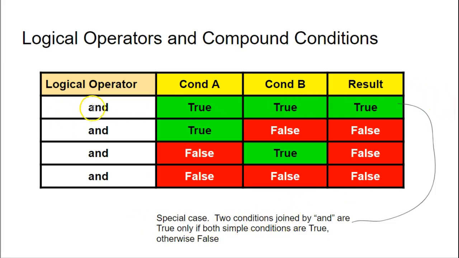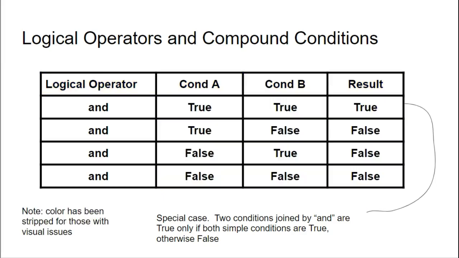Here's what you need to remember. A compound condition joined by an and is true if and only if everything is true, all the conditions are true. Otherwise, it's false. Here's the same table. I just stripped the colors out in case some of you have some issues with the colors and want to look at it this way.